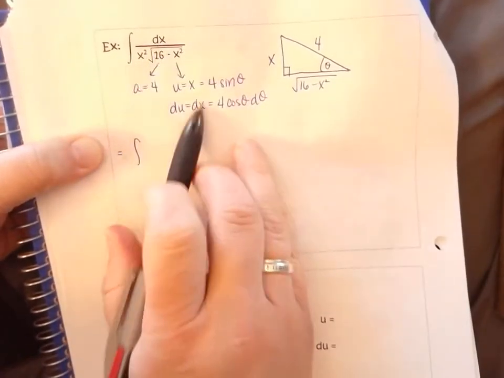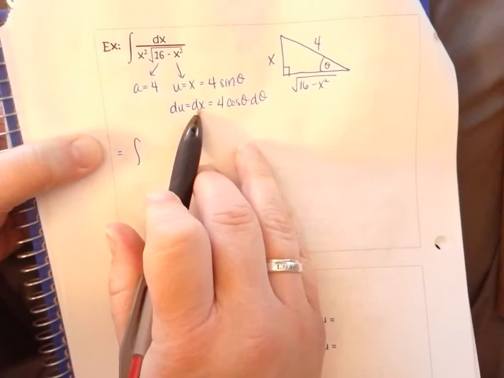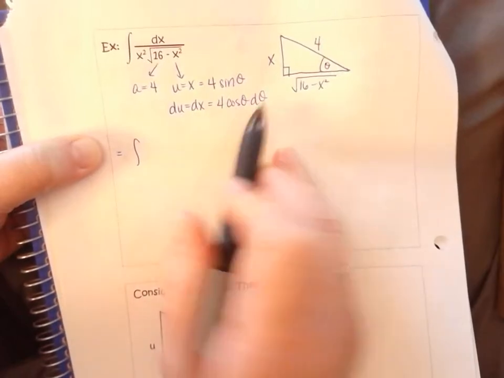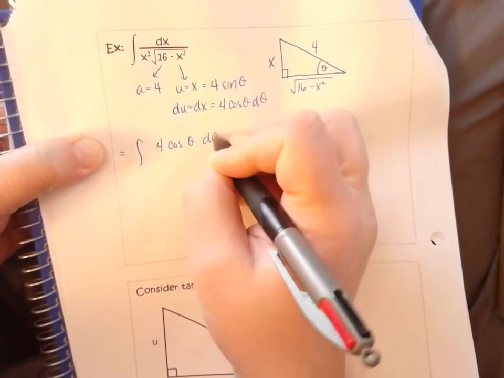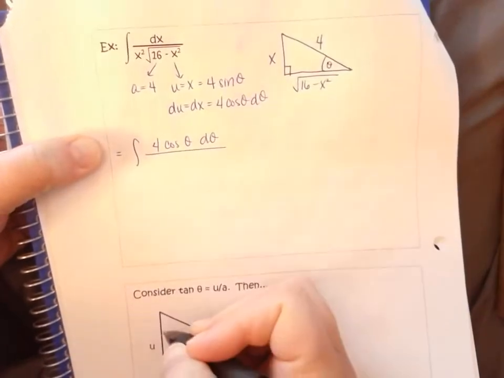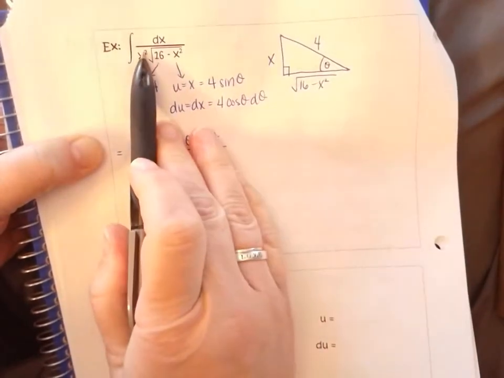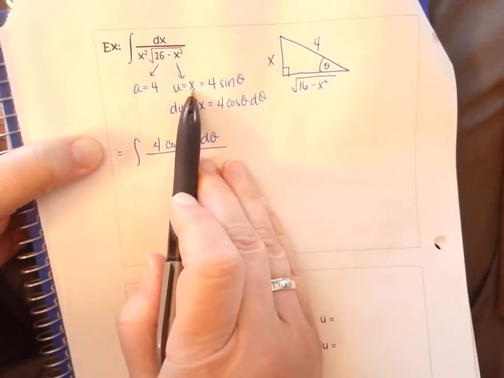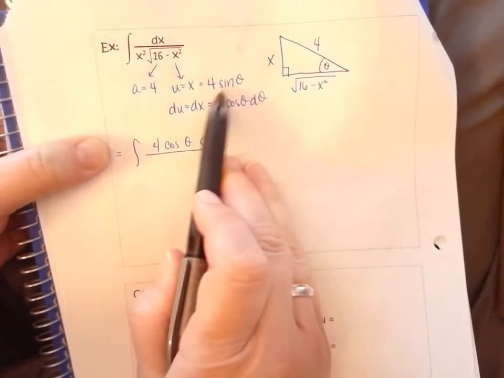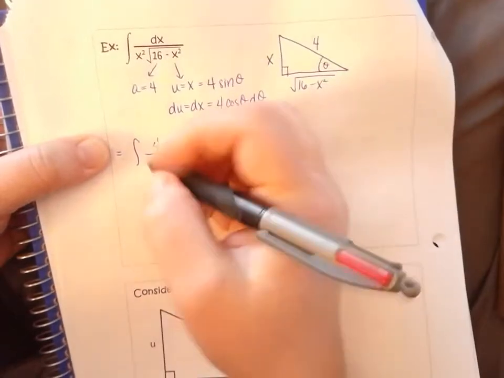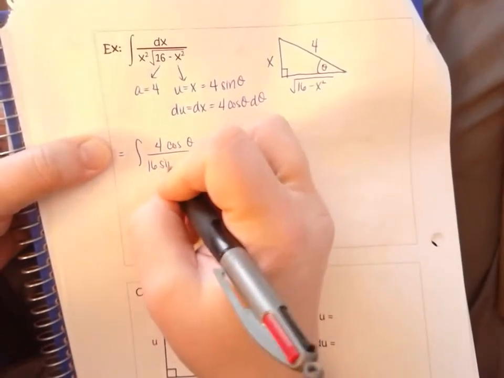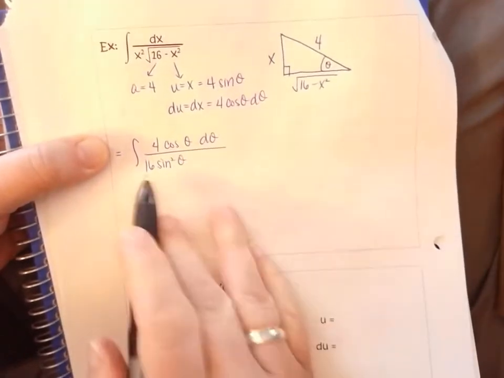dx, if I search for it, is right here. So in trig terms, it's 4 cosine theta d theta. X squared would be 4 sine theta squared. Can you imagine squaring that and putting 16 sine squared theta in its spot?